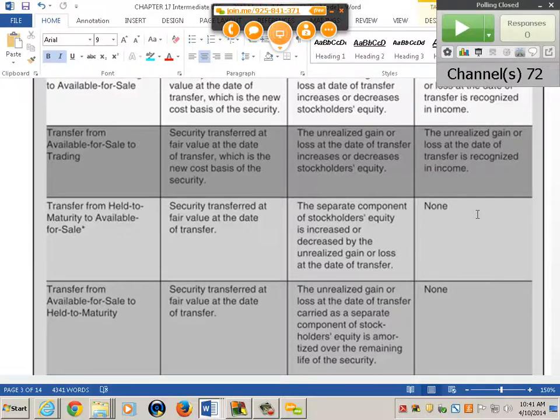Okay. So again, those are the transfer rules. So far what I wanted to do was just establish what goes into each portfolio, what goes on the balance sheet, on the income statement, and the transfers. Any questions on that last case?